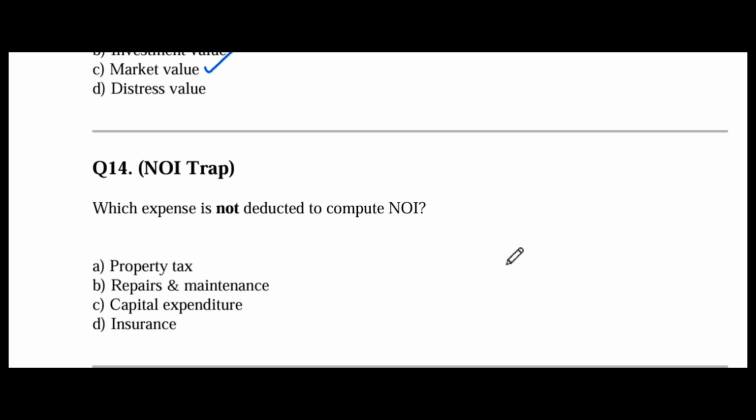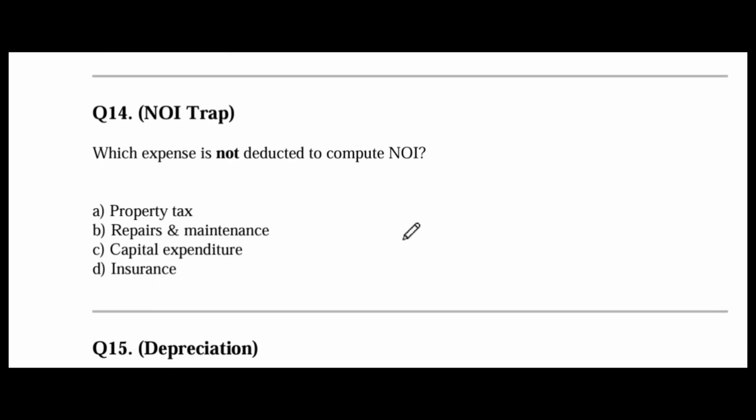Which expense is not deducted to compute NOI? Capital expenditure. See, capital expenditure is generally not deducted when calculating net operating income because it is considered an investment in the property rather than ongoing operational cost, overheads and all. NOI includes only operating expenses like property taxes, repairs, maintenance and insurance.